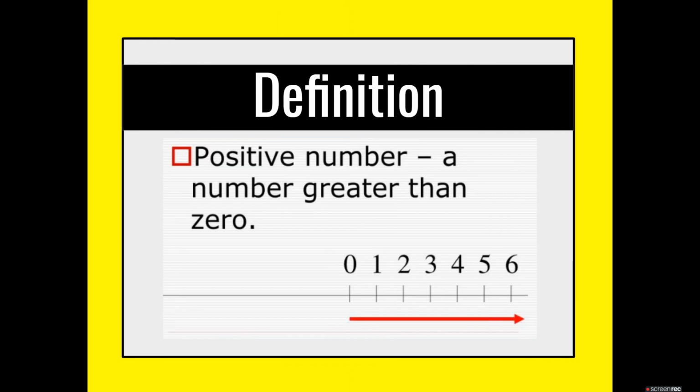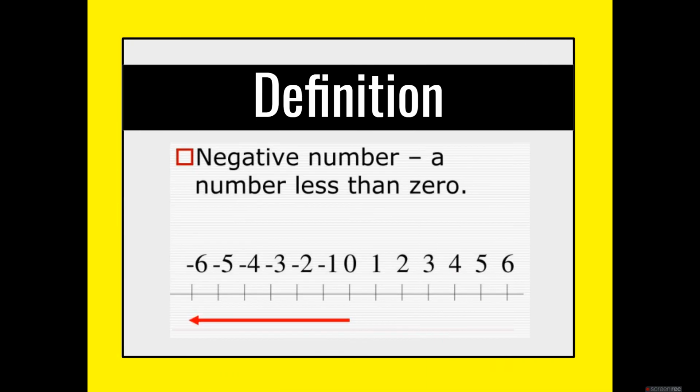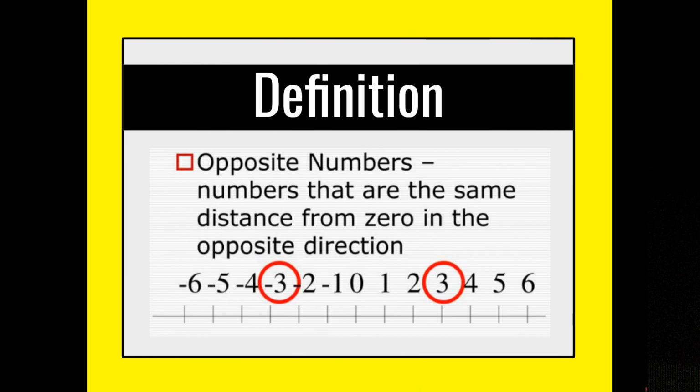A positive number is a number greater than 0. Examples: 1, 2, 3, 4, 5, 6, and so on. A negative number is a number less than 0. Examples: negative 1, negative 2, negative 3, negative 4, negative 5, negative 6, and so on. The opposite numbers are numbers that are the same distance from 0 but in opposite directions. Example, number 3 and negative 3, they are opposite numbers.